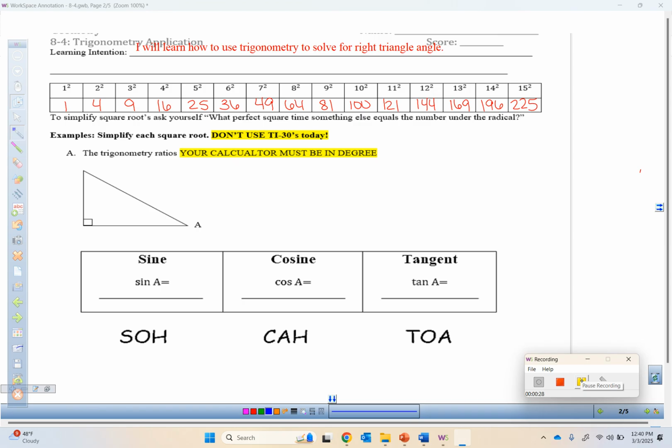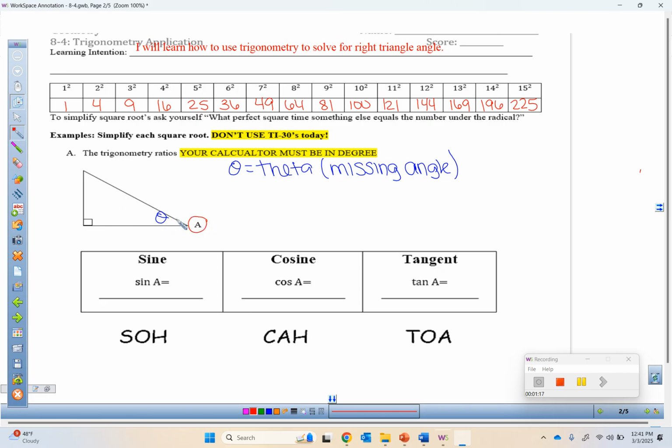Okay, first thing we're going to do is we're going to take this triangle and we're just going to label it. Okay, so we're going to talk about theta again. And if we remember, theta looks like this, and it stands for our missing angle. Okay, so I'm going to put theta here on my triangle, and I'm going to label this guy based off where my theta is. So theta is going to be my missing angle right here.